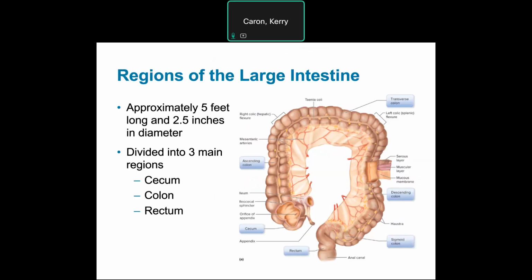So there are regions to the small intestine. From the ileocecal valve, right here, the ileum, we have the cecum as the first part. And then the large intestine is called the colon. Following the colon, we have the rectum. So these are the main sections.